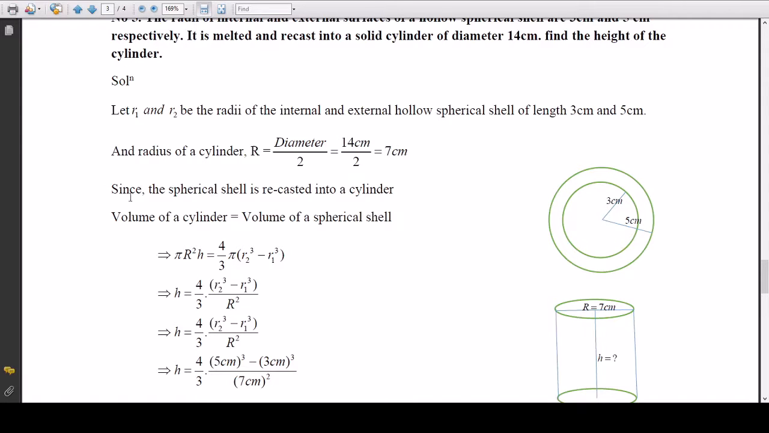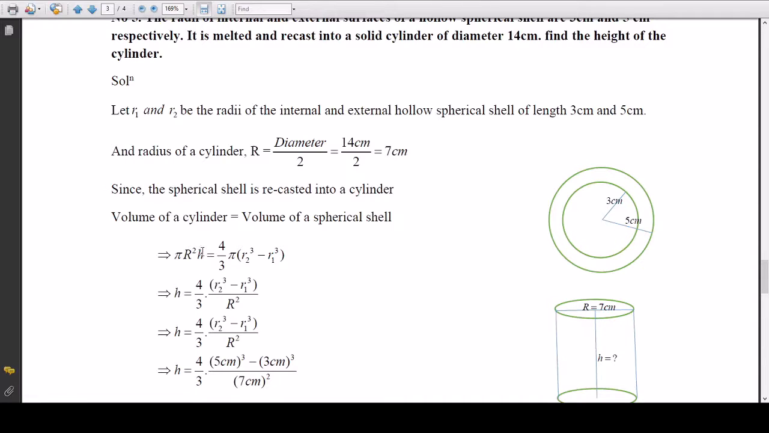7 centimeter. Since the spherical shell is recast into a cylinder, the volume of the cylinder should be equal to the volume of the spherical shell. That means pi R square h should be equal to 4 by 3 pi times (R2 cubed minus R1 cubed), the external radius minus the internal radius. Now from here you can cancel pi on the left and pi on the right.